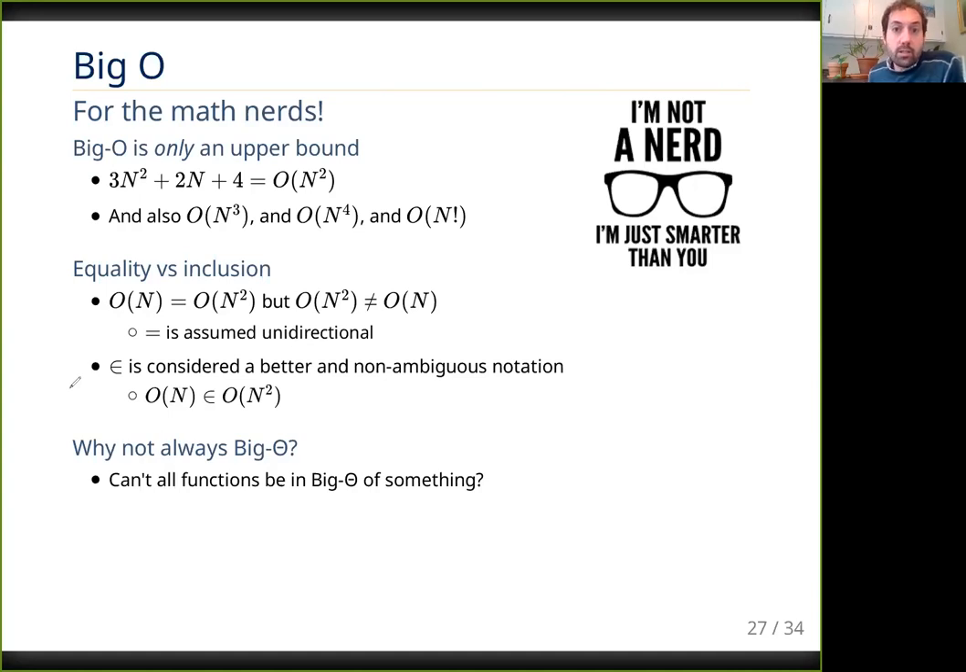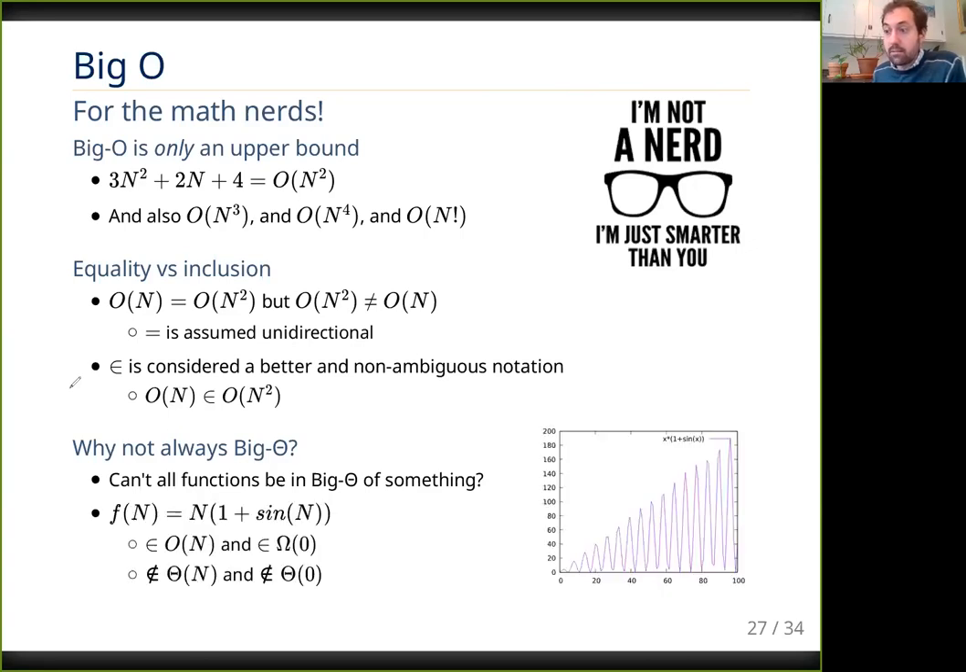But not always. There are also functions that depend on a certain input, and according to the value of the input, they're going to behave differently. So let me show you a mathematical function that would do that. Imagine you have a function f of n, which is n times 1 plus sine of n.